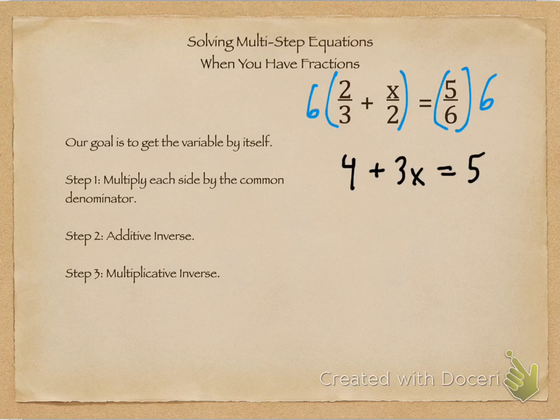The 6 times 2 divided by 3 equals 4. 6 times x divided by 2 equals 3x. And the 6 times the 5 divided by 6 equals 5. Our two-step equation remains 4 plus 3x equals 5. We're going to subtract 4 from both sides. Then we're going to divide both sides by 3. And our solution equals 1/3.